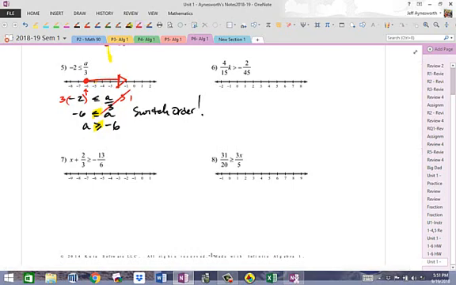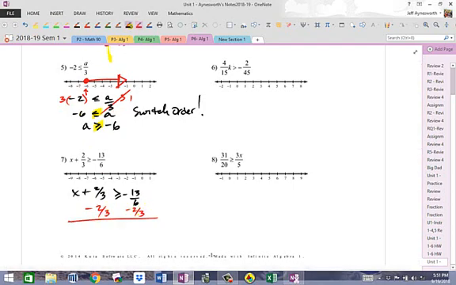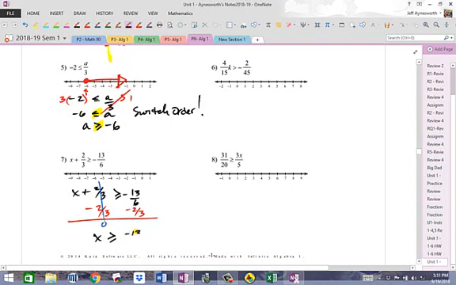Number 7, x plus 2/3 is greater than or equal to negative 13/6. Now notice the variable is being added to 2/3, so add its opposite, which is negative 2/3. Or you can think subtraction, however you want. These opposites cancel out, and you get x is greater than or equal to negative 13/6 minus 2/3.